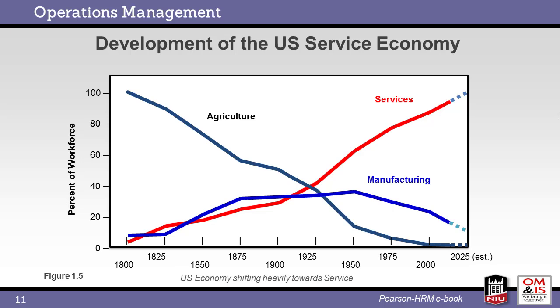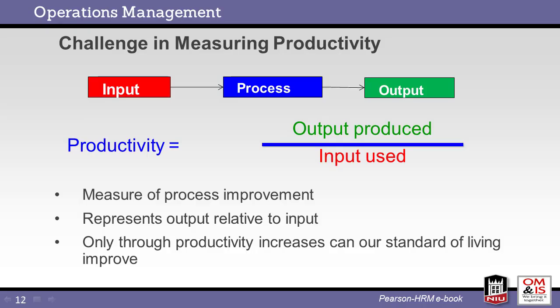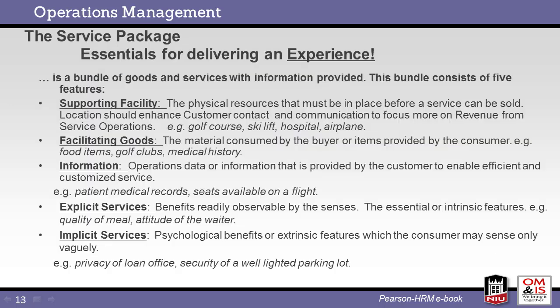For the U.S. economy, we have seen the growth of services and the decline in agriculture and manufacturing. The U.S. is often referred to now as a service economy. This graph suggests that this is true. Productivity is measured as the output divided by the input. In other words, how much labor is provided for a given set of service activities.